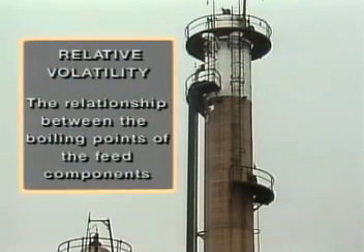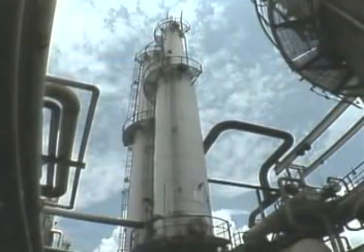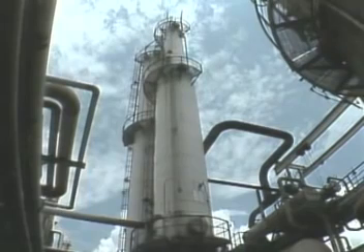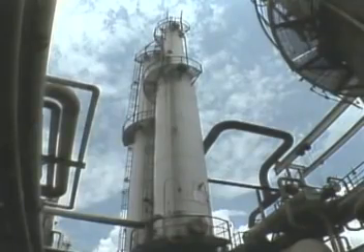Relative volatility is the relationship between the boiling points of the feed components. Feed components that have a low relative volatility are difficult to separate because their boiling points are close to each other. In order to effectively separate the components of a feed with a low relative volatility, a tower requires a large number of trays, and in order to accommodate those trays, the tower must be fairly tall.